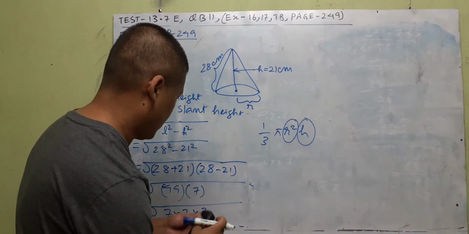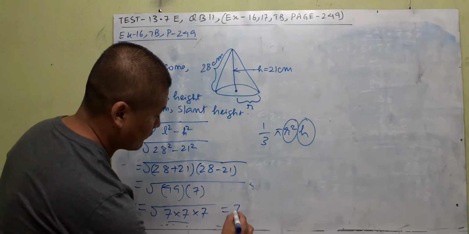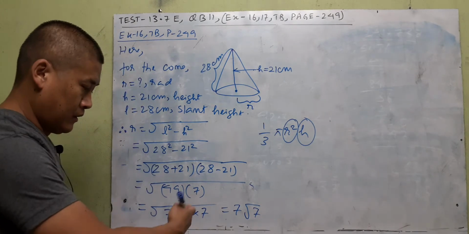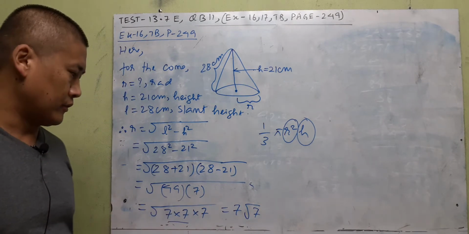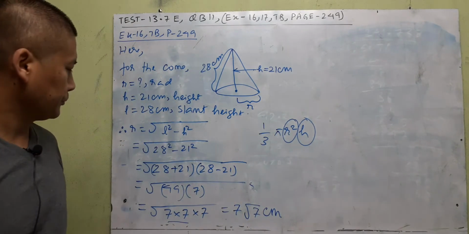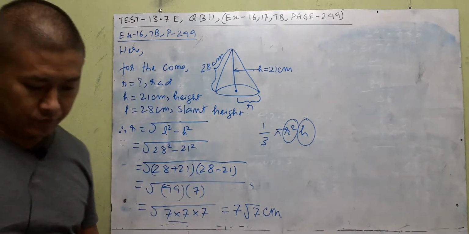Means double 7 will come out as a single 7 out of the square root, and the other 7 has no pair, so it will remain under the root. So 7 root 7 centimeter is the r value. So we have r and h now. We can easily find the volume, right?